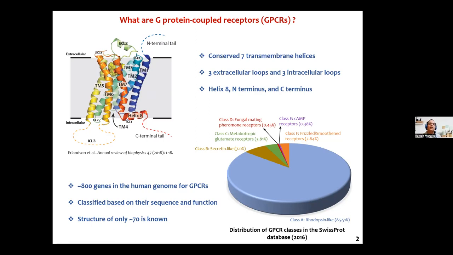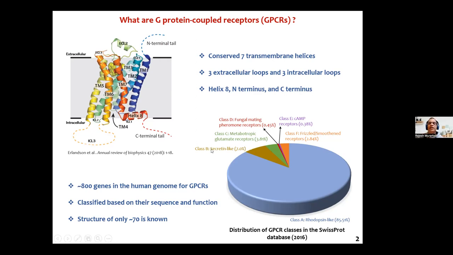This structure is conserved across all the GPCRs. Maybe the minute details are different, but more or less the structure is quite conserved across all GPCRs. There are approximately 800 genes in our human genome which encode these GPCRs, and these GPCRs are classified into five families, class A to class F. Class A is the major class of GPCR, which is called rhodopsin-like receptor. And the population is around 85%, as you can see from the chart.